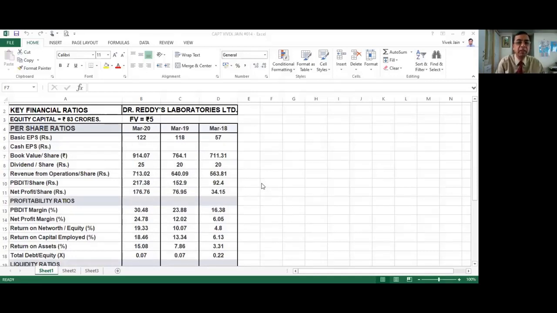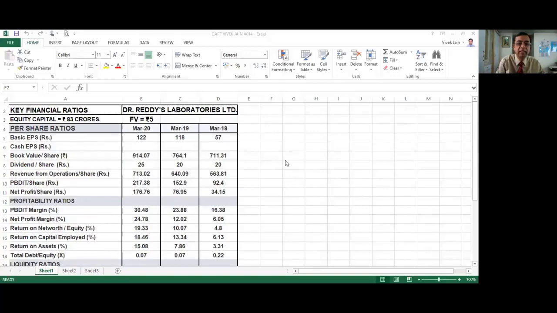The equity capital of Dr. Reddy Laboratories is 83 crores. Face value of each share is 5 rupees. I have the data here for the past 3 years, 31st March 2018, 31st March 2019, and 31st March 2020.